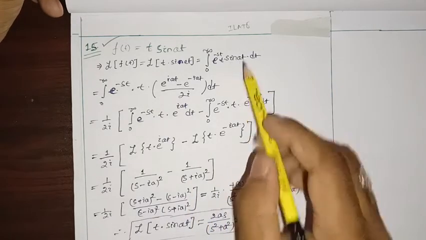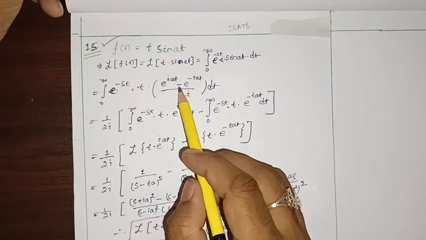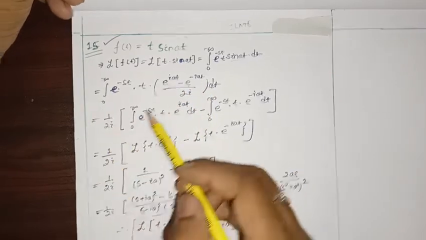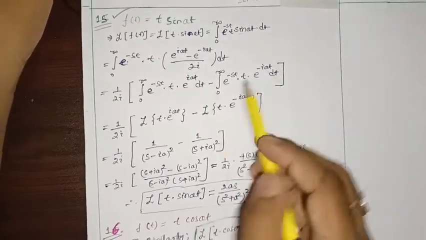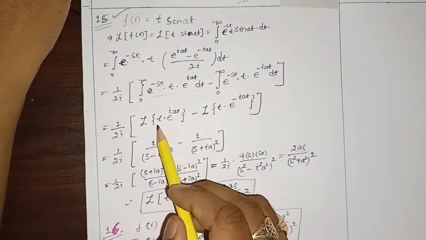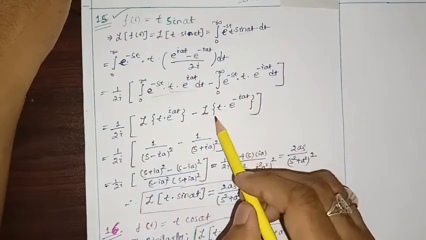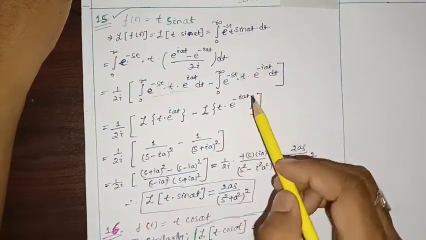Instead of sin at, we can write e to the power iat minus e to the minus iat by 2i. Taking 2i outside, we get two integrals. One is the Laplace transform of t into e to the iat, and this one is the Laplace transform of t into e to the minus iat.